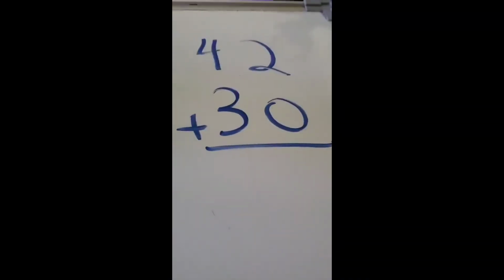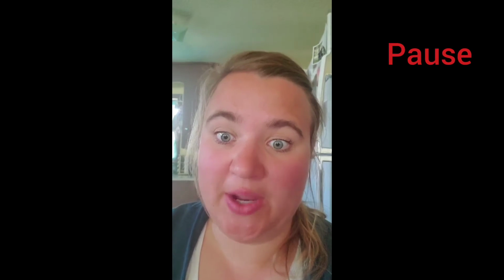42 plus 30. All right, add that mentally and check it with your 100s chart. So pause this video and do it right now. Okay, so now let's do that together. All right, so we're going to start at 42. Get your 100s chart out. Start at 42 and we're going to count by 10.